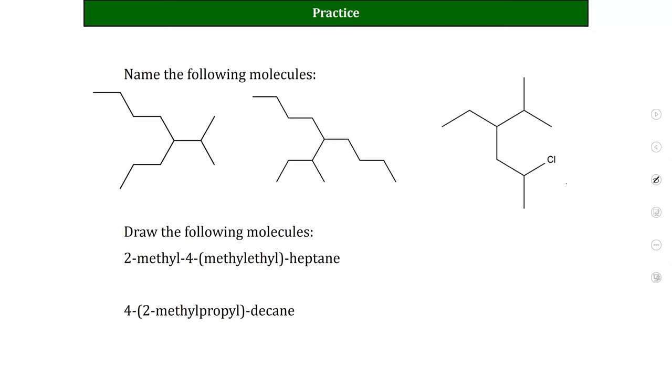How about 4-(2-methylpropyl)decane? Decane is 10. 10. 1, 2, 3, 4, 5, 6, 7, 8, 9, 10. Part 4, neither direction. What does a methyl propyl group look like? It doesn't matter. Start with propyl. On carbon 4, draw a propyl group. 1, 2, 3. Then on the second carbon of your propyl group, draw methyl.